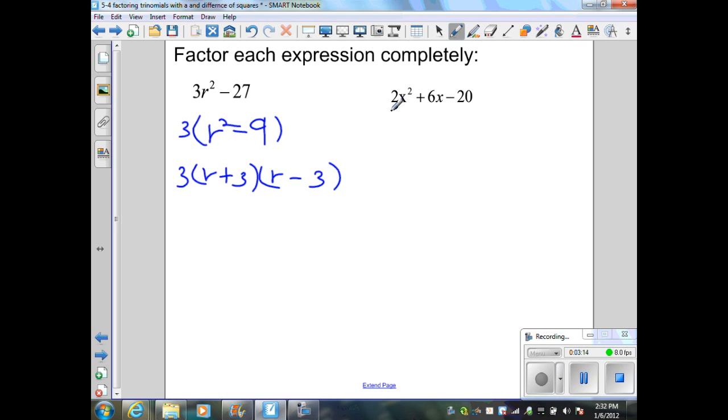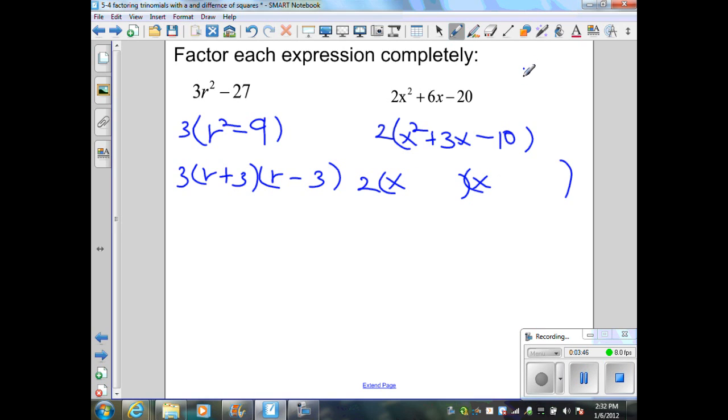Next example, 2x squared plus 6x minus 20. Factor a G.C.F., which is 2. 2x squared divided by 2 is going to give me x squared. 6x divided by 2 is 3x. Negative 20 divided by 2 is a minus 10. I have a trinomial I can factor. X squared factors into x and x.